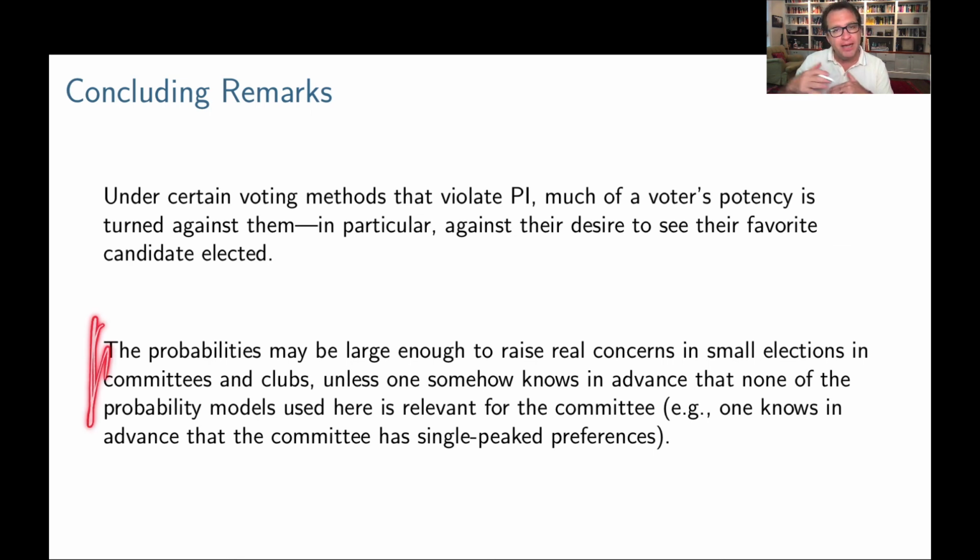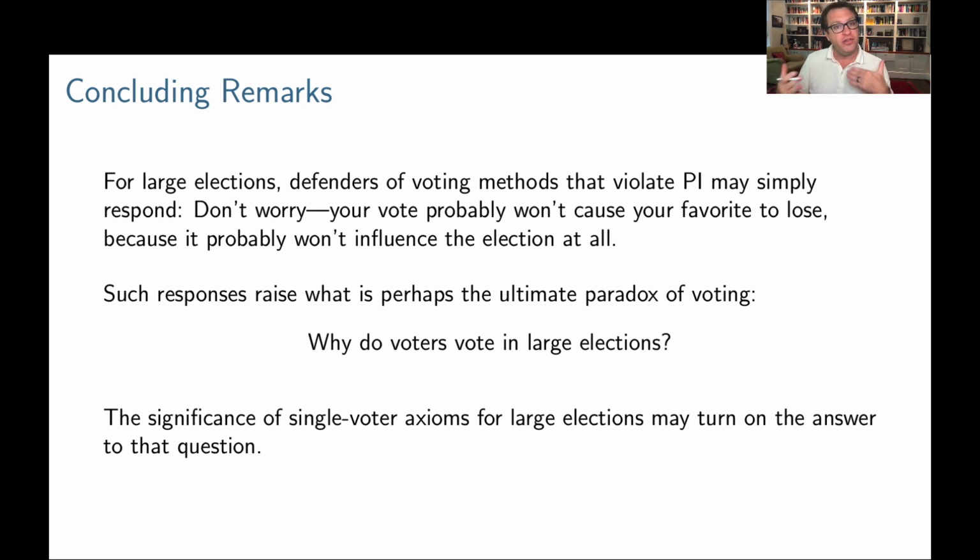Now, the probabilities might be large enough to raise real concerns in maybe small-scale elections, for example, in committees or clubs, unless you know somehow in advance that the probability models that we consider in the paper aren't relevant to the profiles generated in that club. However, for large elections, defenders of a voting method that actually violates positive involvement might simply respond, look, don't worry about it. Your vote probably won't cause your favorite candidate to lose because it probably won't influence the election at all. But this response raises what is perhaps the more serious concern about voting in large elections. Why do voters vote in large elections? And the significance of single voter axioms for large elections may in fact turn on the answer to this more general question.